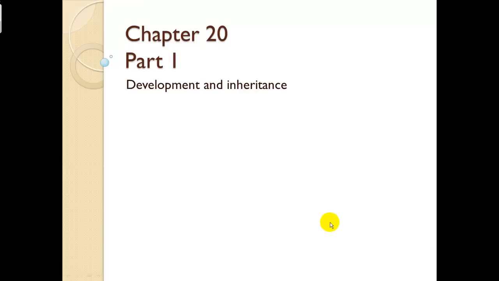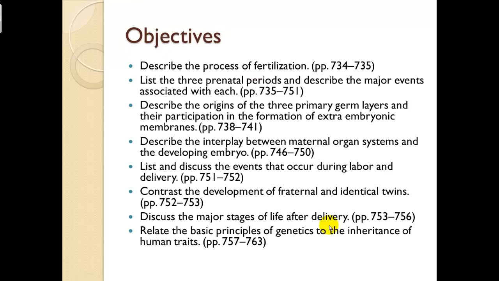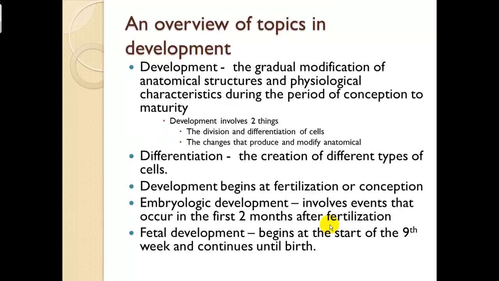This is going to be Chapter 20, Part 1, Development and Inheritance. An overview of topics in development. Development: the gradual modification of anatomical structures and physiological characteristics during the period of conception to maturity.